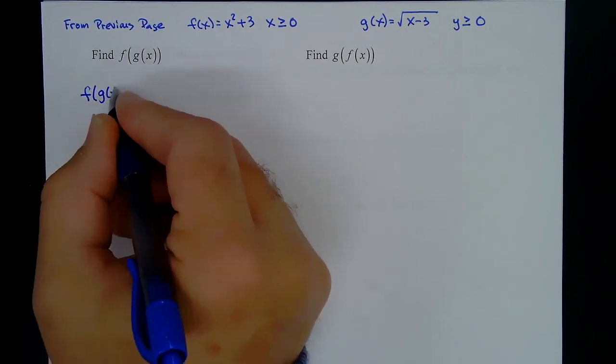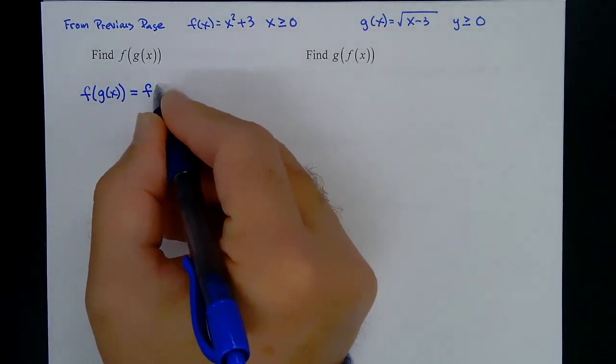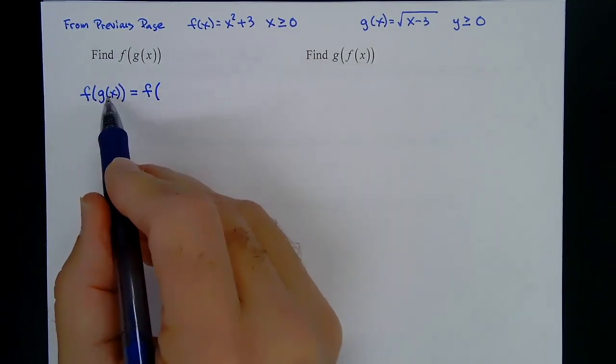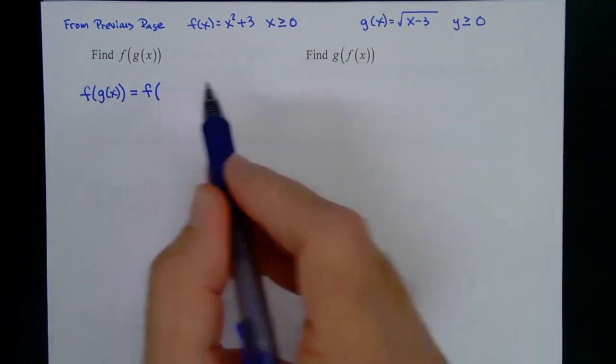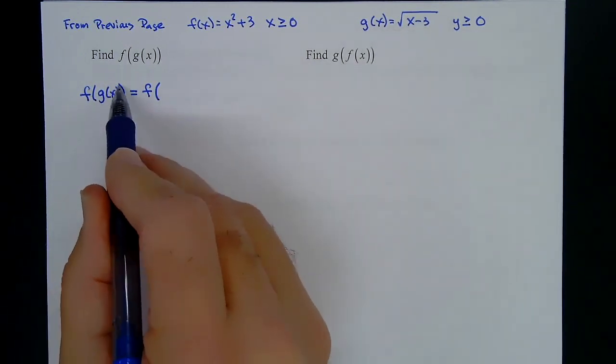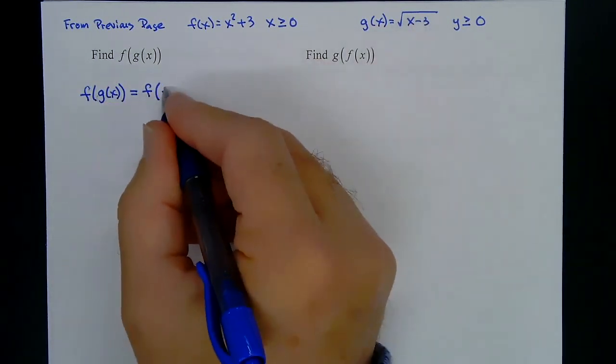Some of you might be able to tell me because you remember from last year, but this is in case you don't. So that means we have to put the g of x function into the f function. So what is the g of x function? It's the square root of x minus 3. So all I'm doing is replacing this g of x with what it's equal to, the square root of x minus 3.